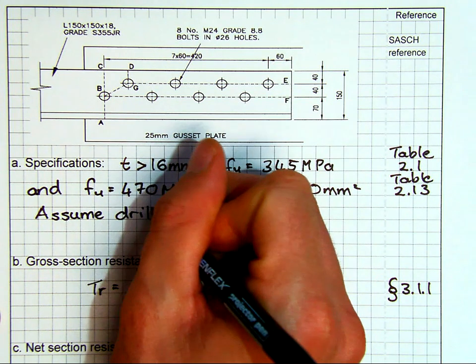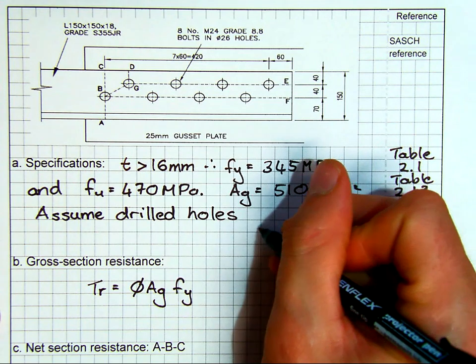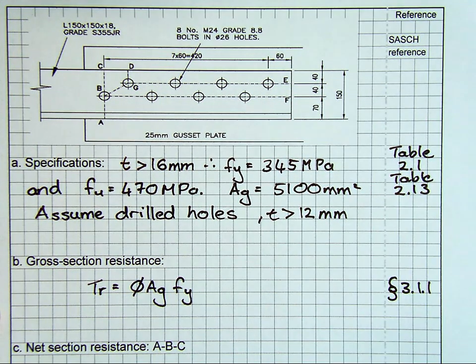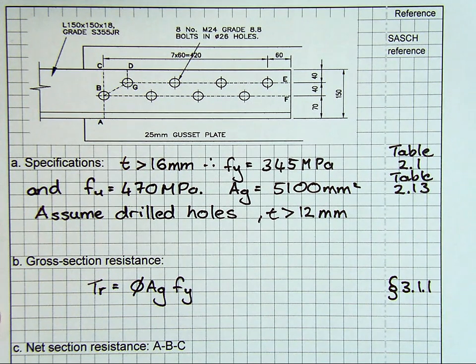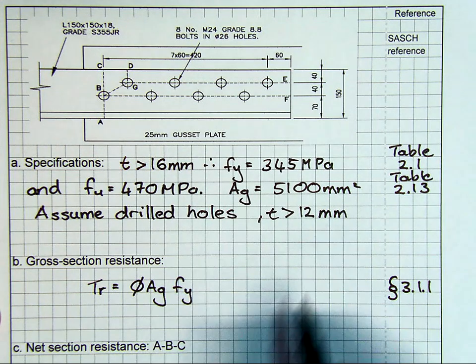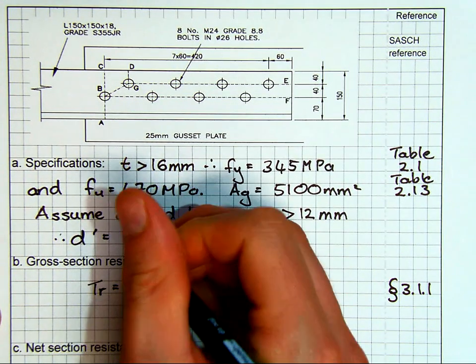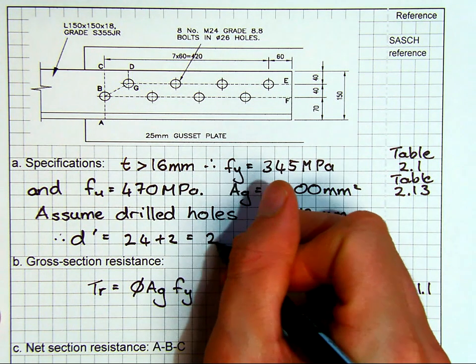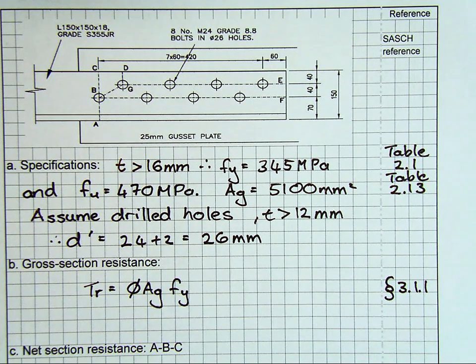and this is because the thickness is greater than 12 millimeters. Thinner plates you can just punch, but punching you lose an extra 2 millimeters due to damage in the way it's formed and such. So T is greater than 12, therefore D equals 24 plus 2, so 26 millimeters that we need to design for in our section.